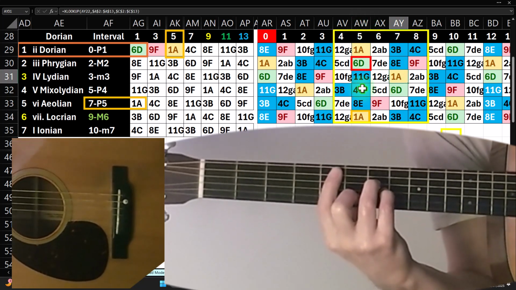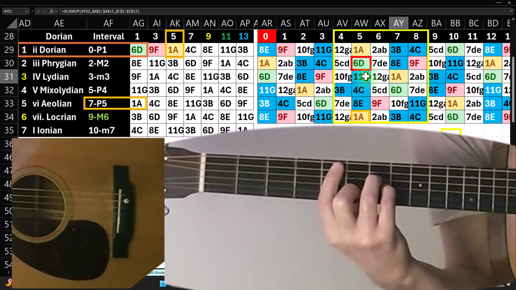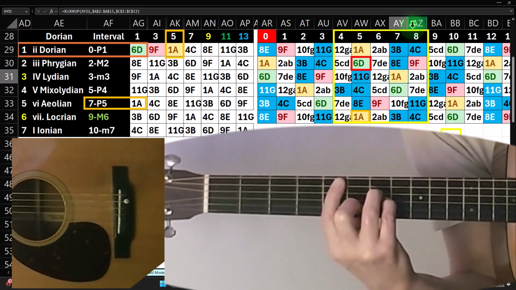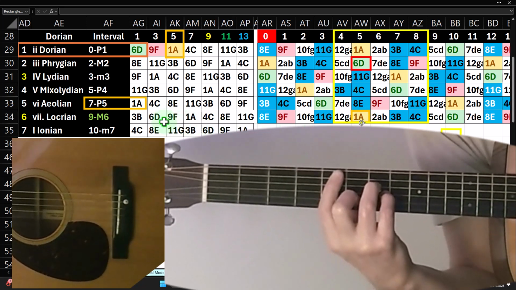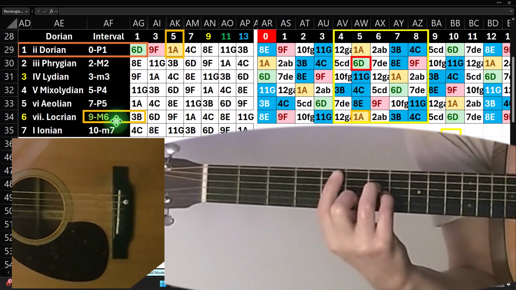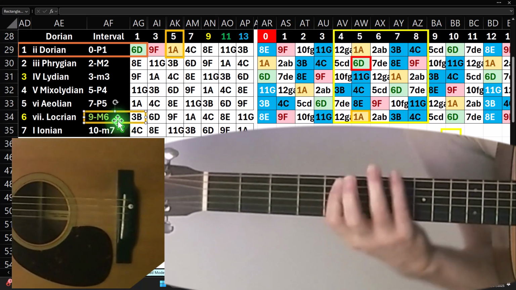That'd be an A minor. I mean, that would be an A minor shaped D minor chord. All right, but that's not what we're focusing in on here. So now we're going to go to the next one. So now we have a 9 note away major 6.